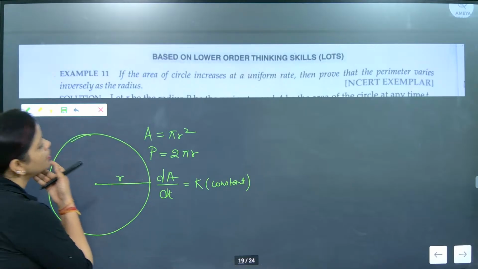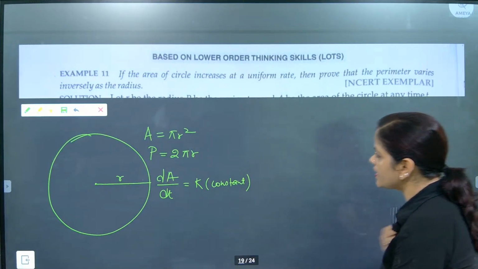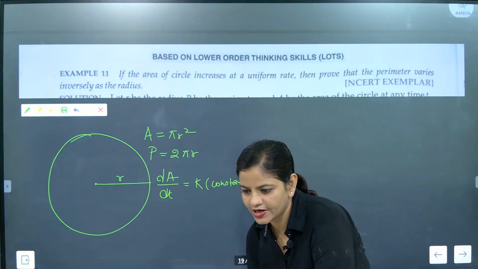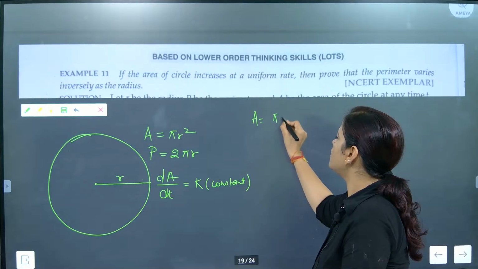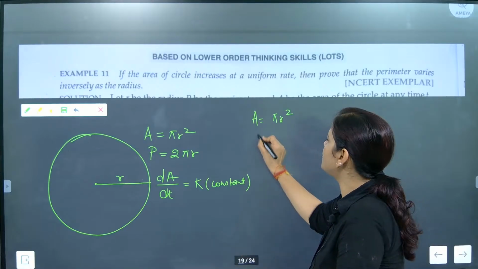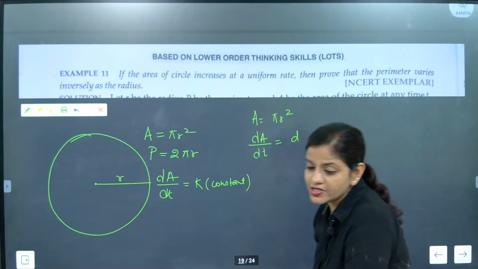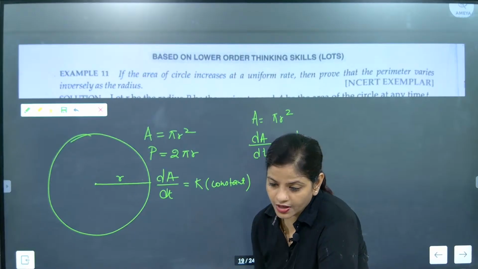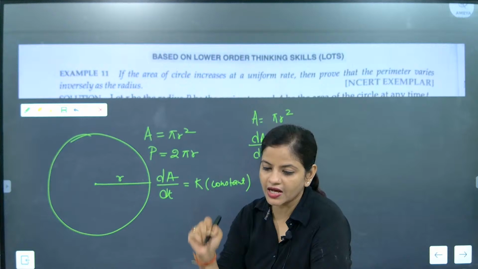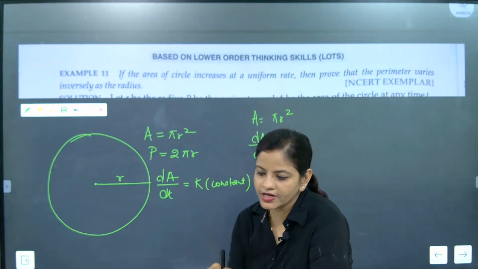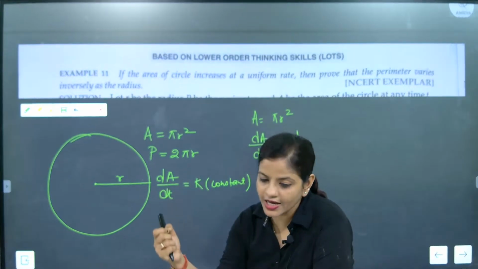Good evening, Harshita. Now, beta, what we are going to do here is solve it. Rate of change of area is written. So first, we will write area is equal to pi r square. Now we will differentiate area with respect to time. So only rate of change of area is written. Rate of change of area is dA by dt.